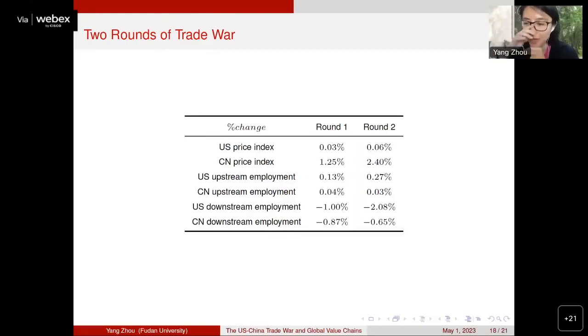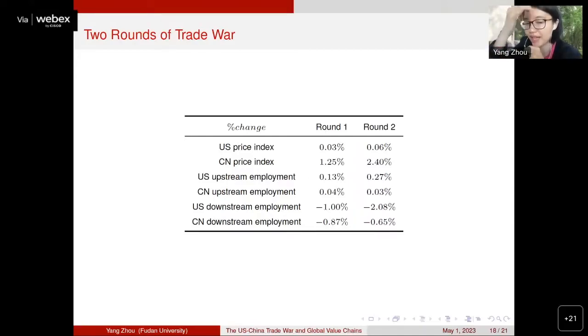So when I check the data, if I do this matching, I match the goods heavily targeted in the trade war, the majority of them happen to be located in the upstream sub-industries of each of the 18 industries. So that's how this result is coming from.